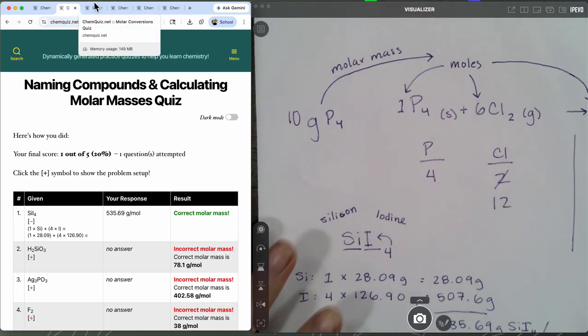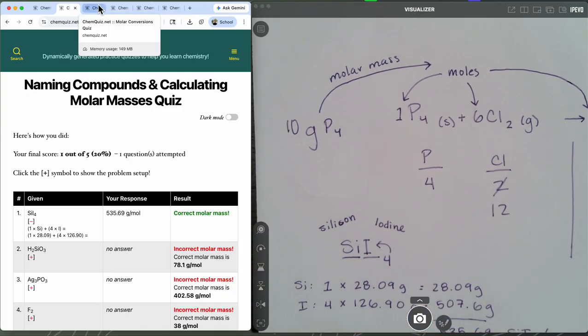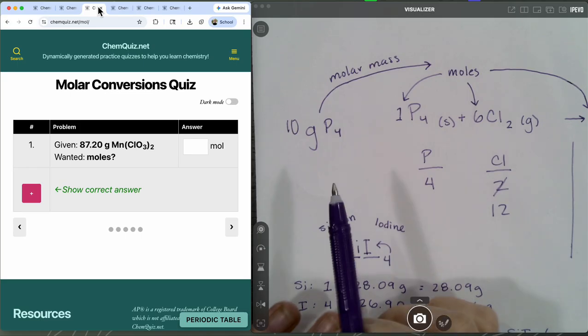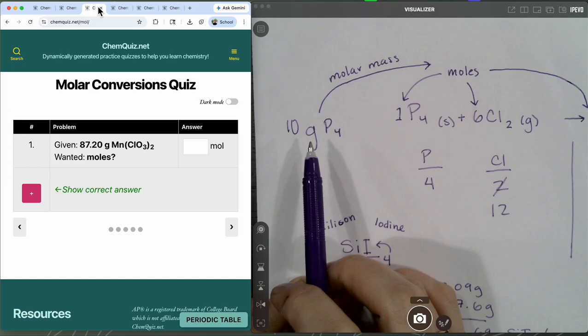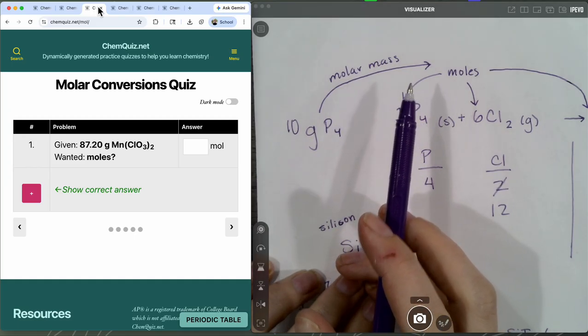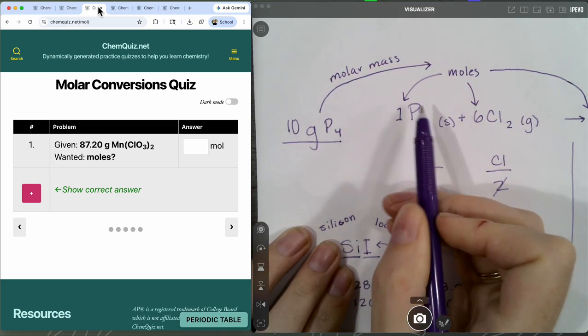So let's return to the idea of using that molar mass to convert from grams to moles, because that's what's next up here: the idea of a molar conversion. So in this problem that I wrote for you, 10 grams of P4, how do we convert it to moles of P4? I told you I've got 10 grams of it. How do I go back to moles of it?